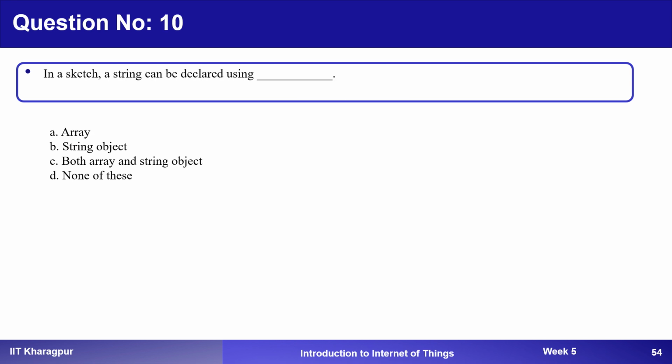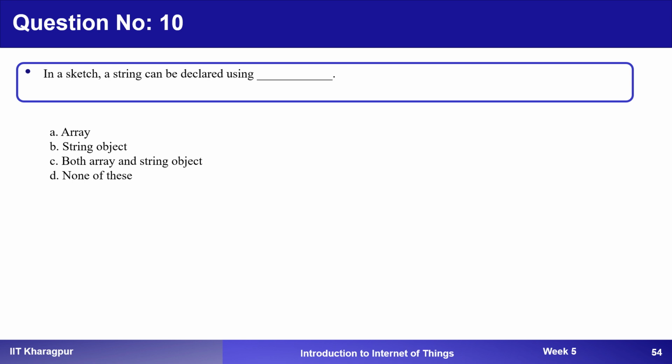Next question is, in a sketch, a string can be declared using: array, string object, both array and string object, none of these. In a sketch, you can declare your string with the help of an array as well as with the help of a string object in Arduino. So the correct option for this is both array and string object.